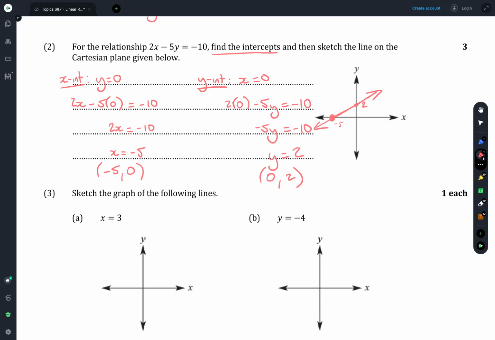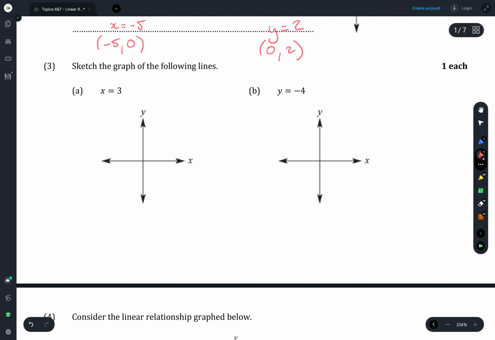So 1 mark for finding the x-intercept, 1 mark for finding the y-intercept, and then 1 mark for sketching the line. Going into this next one, we want to sketch the following lines. So we see in this first one we have x equals 3. Whenever we have x equaling a number, we know it's just going to be a vertical line. So that means we're going to have a vertical line going through 3. So all we really need to do is draw a line here, and then let's just say that's 3. We can say that's 1, that's 2. So therefore, at 3, it's just a vertical line.